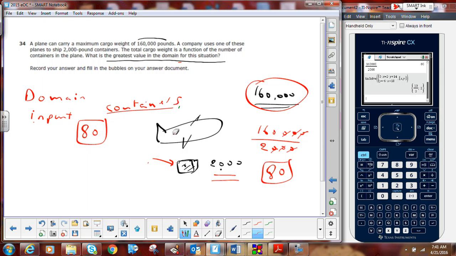We know the containers are the input, because if you carry less than 80, you're safe, you can fly. So the weight depends on the number of containers. In this case, they ask for the domain, they ask for the input. So we know we input containers in the airplane. So the answer would be 80. That's your answer in this case.